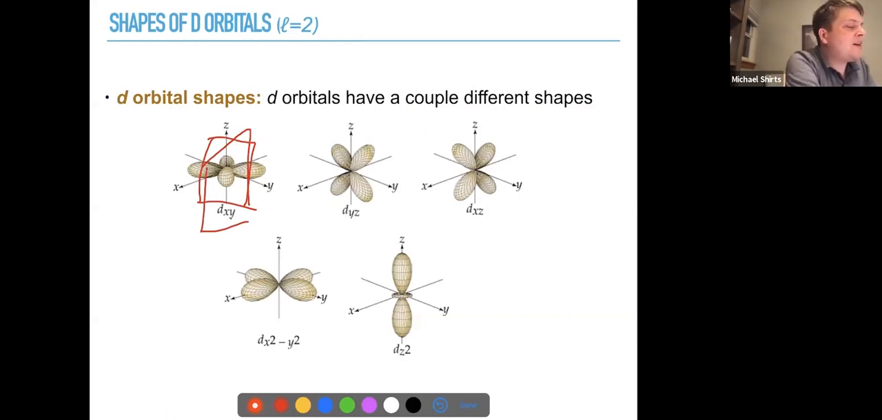And dz squared sort of doesn't look like it has a nodal plane. It has essentially a nodal cone. I mean, it does look like it's a nodal plane. What it is, you've essentially wrapped your nodal planes into these two nodal cones there.